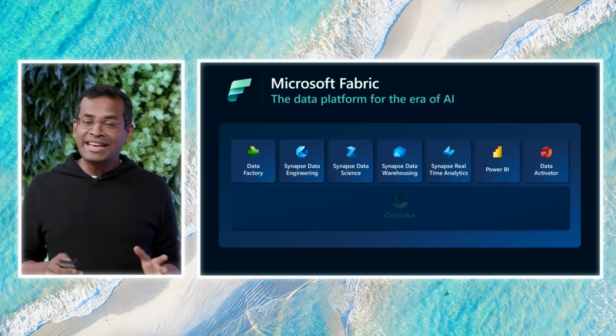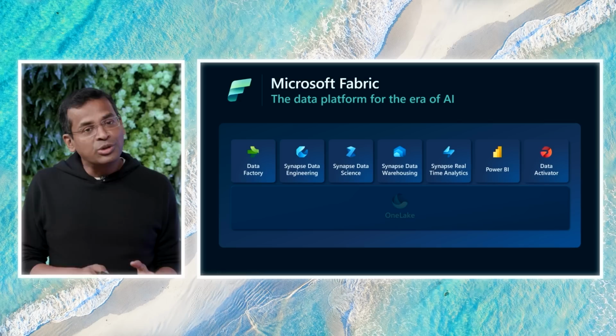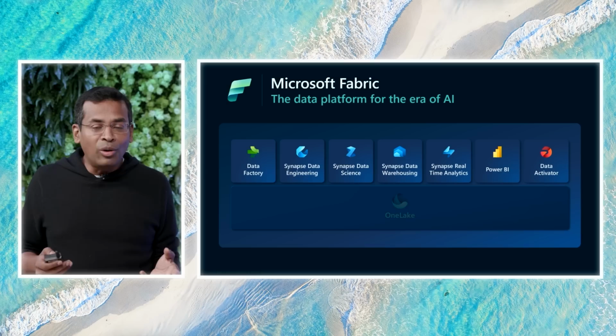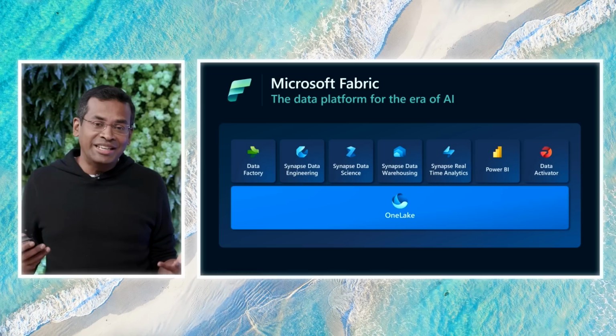All of these workloads are purpose-built for individual personas and specific tasks: data scientist, data engineer, data warehousing professional, BI professional, but all of them work on top of the same data with OneLake. You can think about OneLake as OneDrive for your data. It's a single unified SaaS data lake for the entire organization. It not only provides storage out of the box for all of the workloads in Fabric, but also gives you the ability to virtualize data wherever it exists.